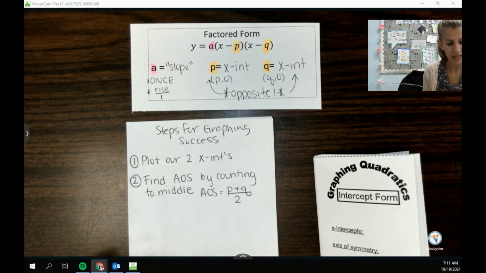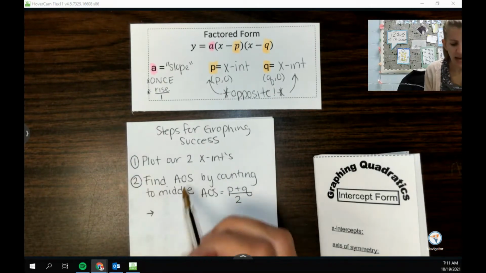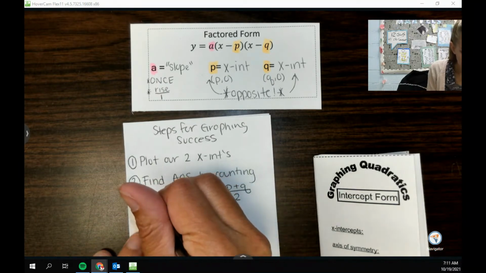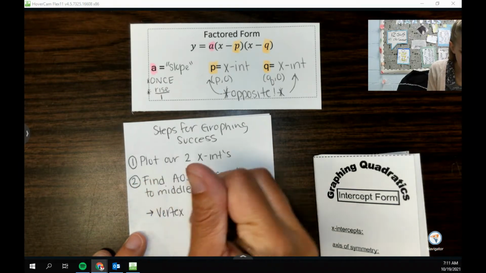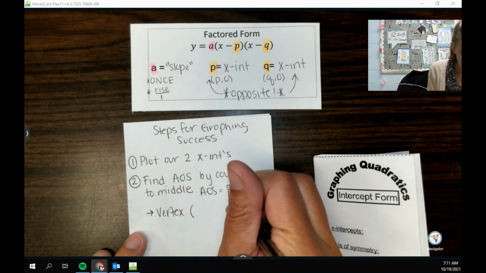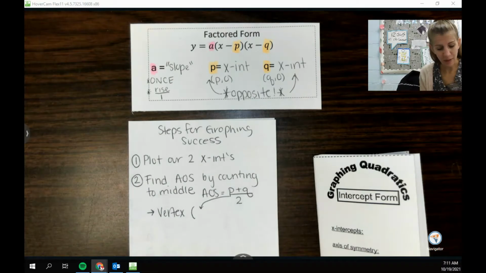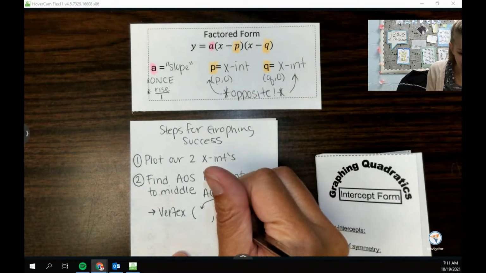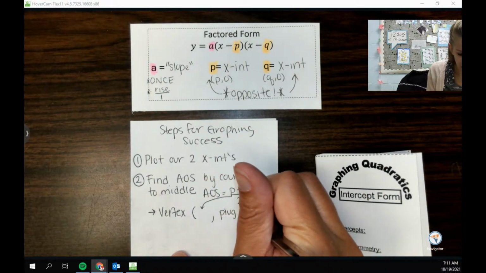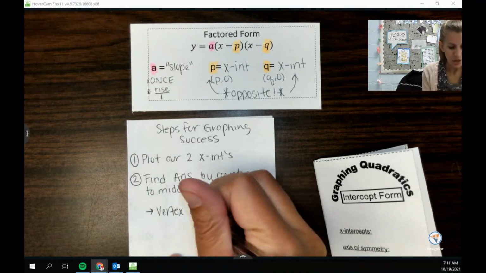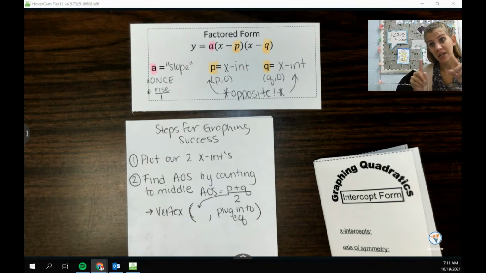Now, the super nice thing is once you have your axis of symmetry, you have part of your vertex. So the vertex is at this point that we found, either by counting to the middle or doing this little baby formula here, and then to find the y value we plug it into our equation. So after we find our x-intercepts, we get to our vertex.